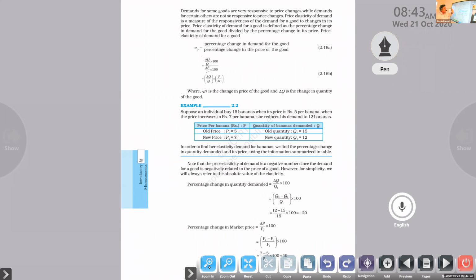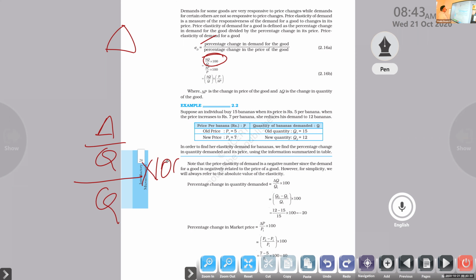The sign delta shows the change. So percentage change in the demand for the good, how will we find that out? Change in quantity divided by the earlier quantity, multiplied by 100. That is delta Q divided by Q into 100. So we get the percentage change for the demand for the good. Here Q is the quantity demanded.